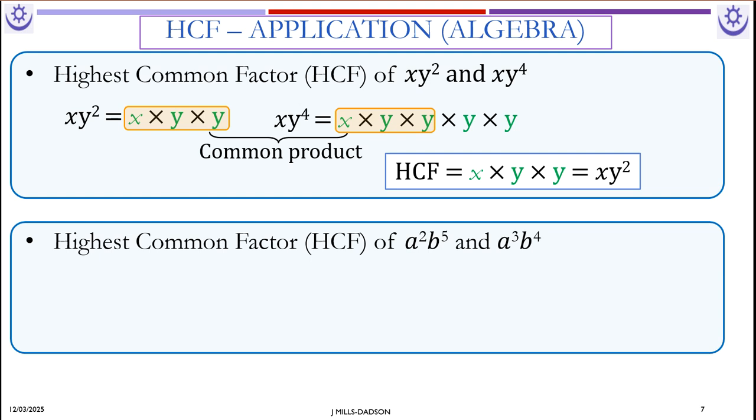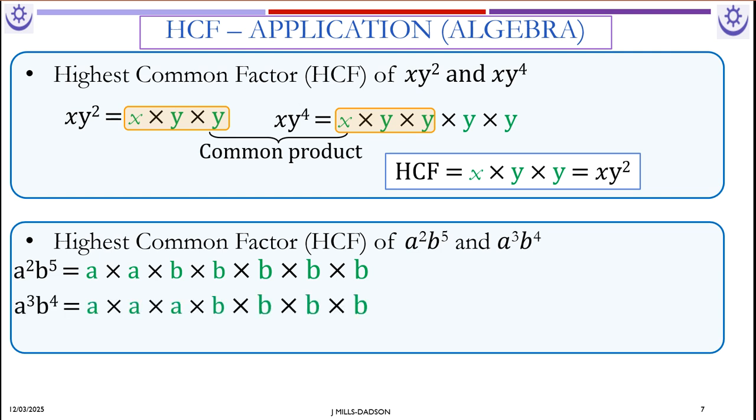Let's look at the second example. We need to work out the highest common factor of a squared b to the power 5 and a cubed b to the power 4. So you're going to write these index terms in the long format. a squared b to the power 5 is a times a times b times b times b times b times b. Do the same for the second term, and in the long format it is a times a times a times b times b times b times b.